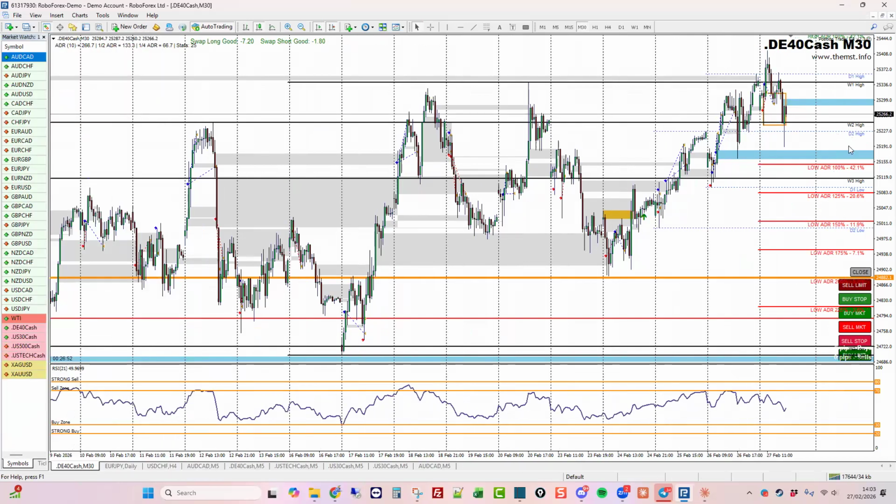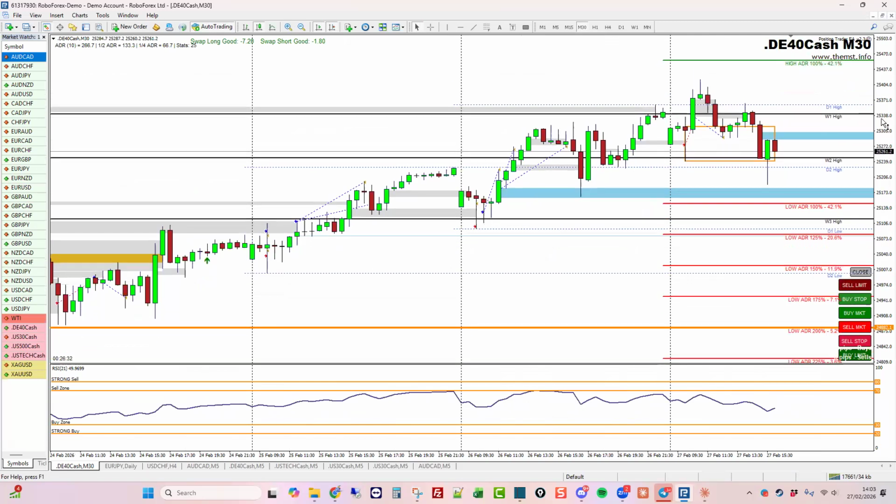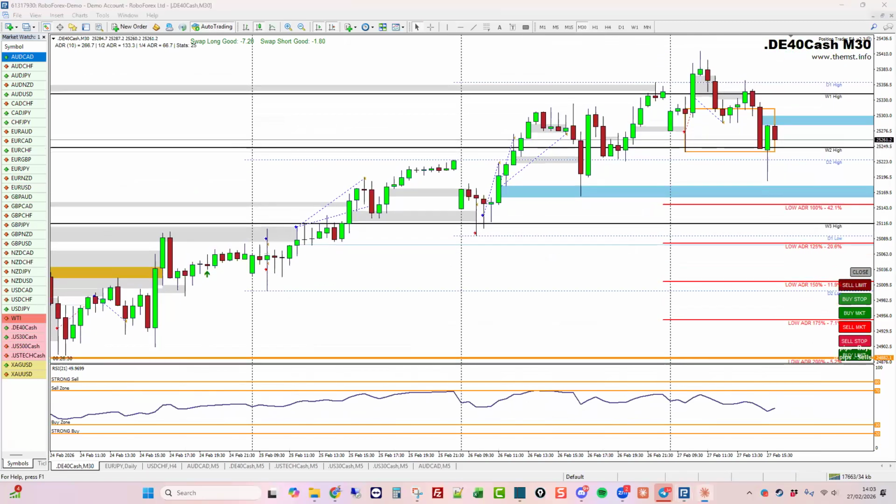I'm just recoding an indicator at the minute. I'm trying to amalgamate a load of my indicators into one, just to make them more user-friendly, basically, and cut down the amount of indicators I have in total. So, I just had AI doing that for me. So bear with me, a bit of a mess at the minute.